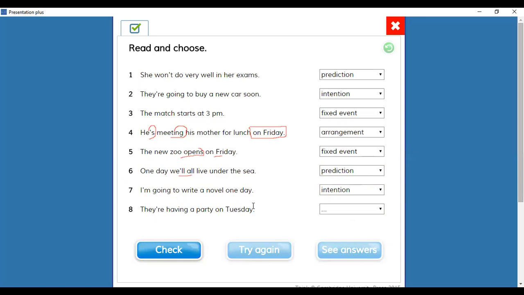They are having a party on Tuesday. What do we have here? Prediction? Okay, let's have a look. We have the present continuous. Present continuous, we use it for arrangement. So this is an arrangement. In this case, they're having a party on Tuesday. I'm sure that the people who hold the party made arrangements for the party. I mean, usually when you're going to have a party, you have to make arrangements.